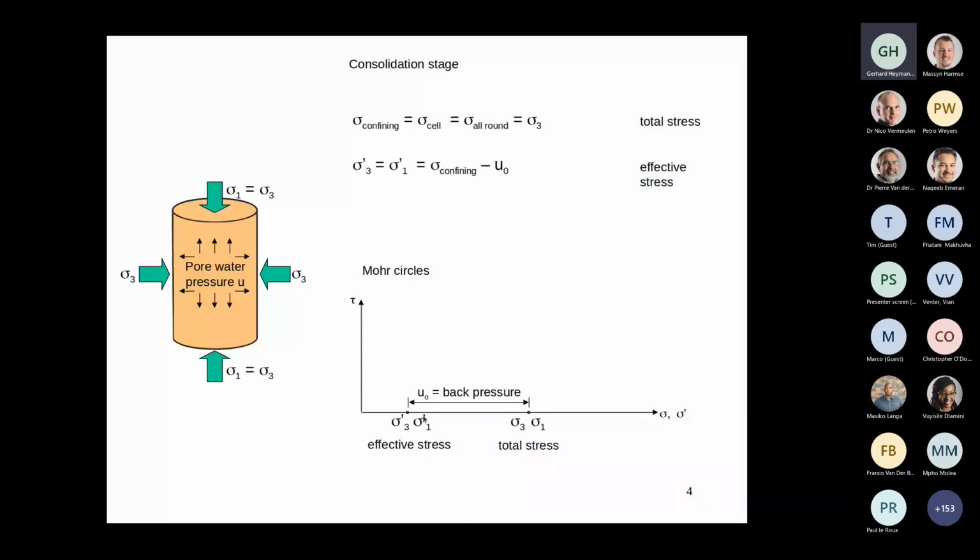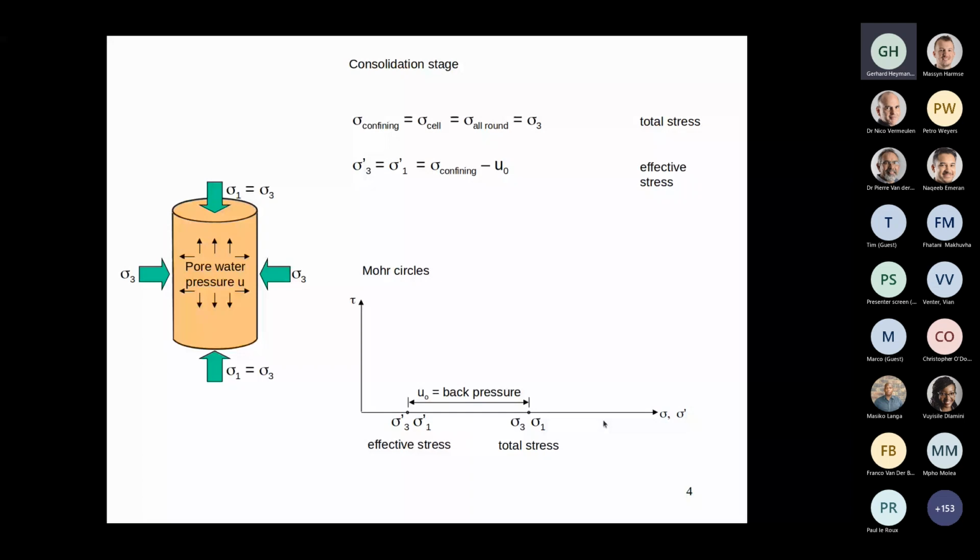It only has an effect on the position of the Mohr circle. Now, what happens is if the pore pressure is positive, your Mohr circle will move to the left. And if your pore pressure is negative, in other words, decreases during the test, the Mohr circle will move to the right. Now, that is very important when you start to interpret stress path data.